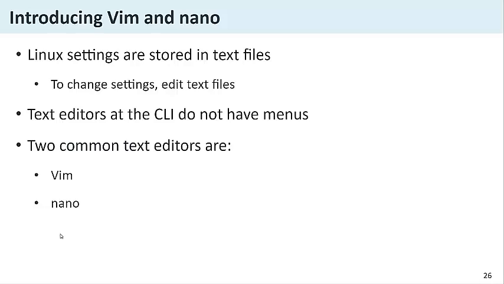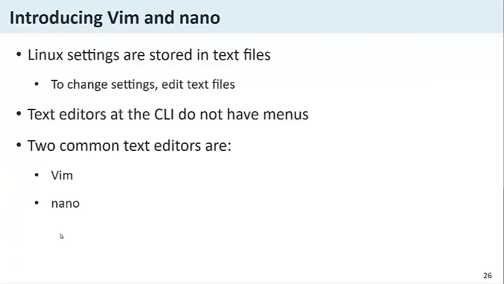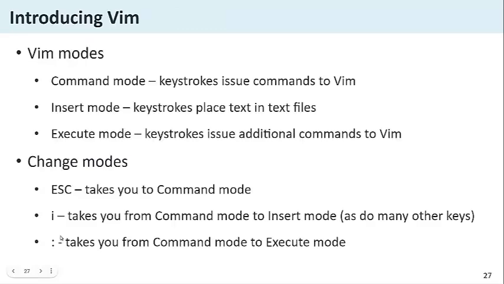to edit these files. When you are editing through the CLI mode, or command line interface, there are no menus. That is the drawback, because without menus how will you do the work? All the work will be done by commands and the keyboard, as you have seen already. There are two editors, one is Vim, another is the Nano editor. So first we are going to discuss the Nano editor.